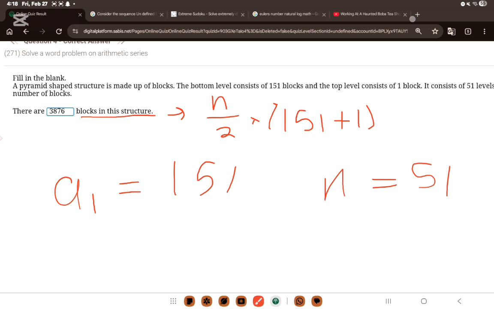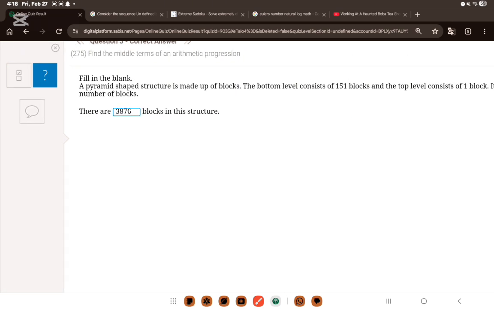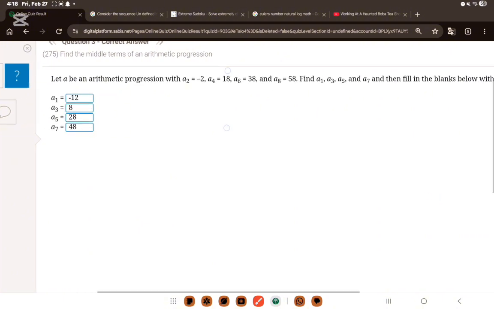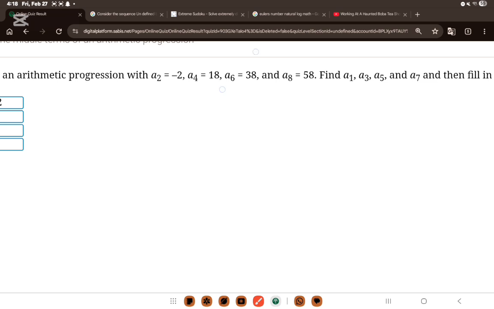You only do this formula for this type of question, because each level you're increasing the amount of blocks, and then an is equal to 1. That's all you need to know for this question. On your calculator, put it in and you're going to get 3876. Okay, this is easy. Now you need to actually think about this question.